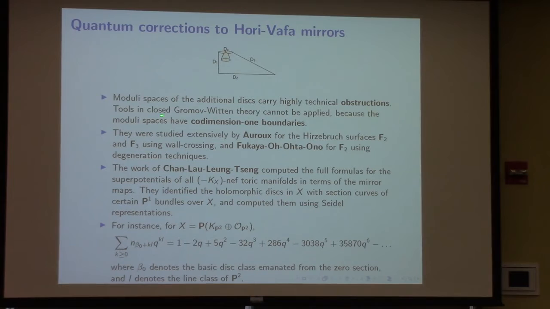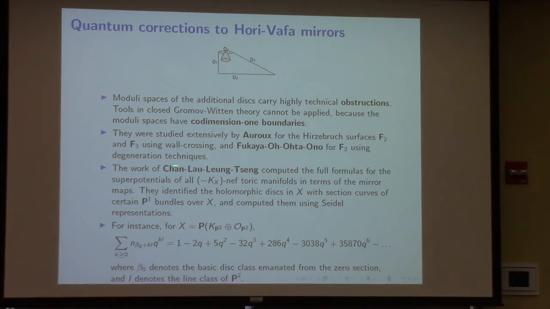But this includes a lot of technicality, because the moduli space of the holomorphic disks carries highly technical obstructions. One reason is that the standard computation cannot apply, because it deals with the standard Fano case with Chern number two, but here the Chern number is one. So the integration is a problem. This kind of problem was studied extensively by Denis Auroux for his research with F2, and then by Fan and Vafa using wall crossing, and then FOOO using degeneration technology.